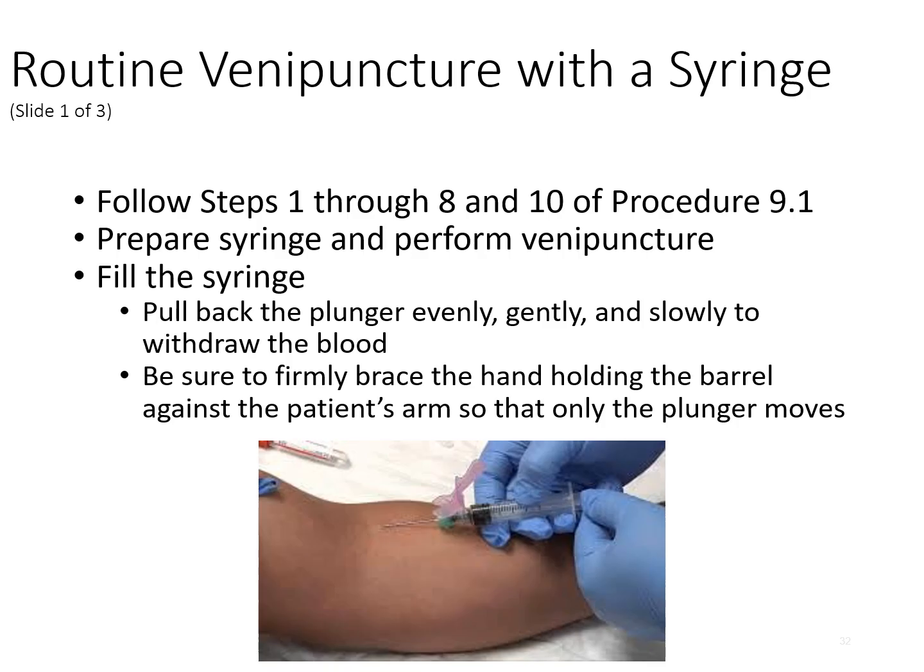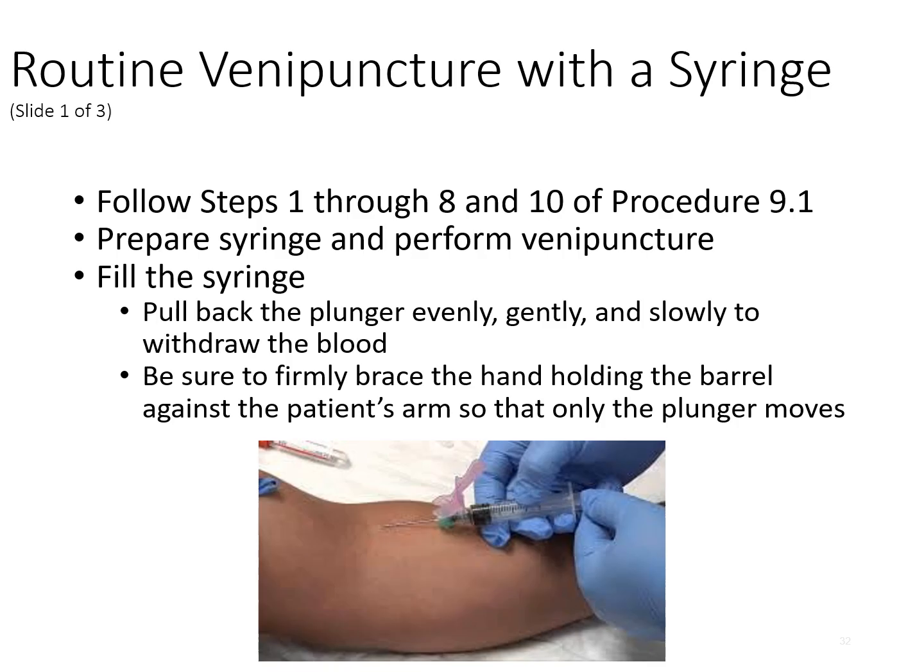Routine venipuncture with the syringe is going to be very similar to regular venipuncture with the vacutainers. You're going to follow steps 1 through 8 and then 10 of the procedure. The only one that's really different is filling the syringe. You're going to use a syringe as noted, but you're going to pull back the plunger evenly, gently, and slowly to withdraw the blood.